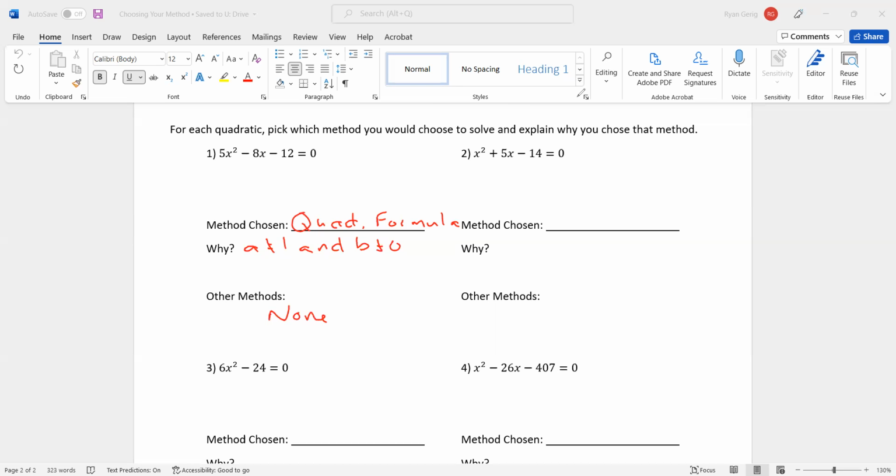Second one, I personally would choose factoring. I said I was going to talk about the why. I can find the factors. I know what the factors are. I can tell you right now that that's x plus 7 and x minus 2.